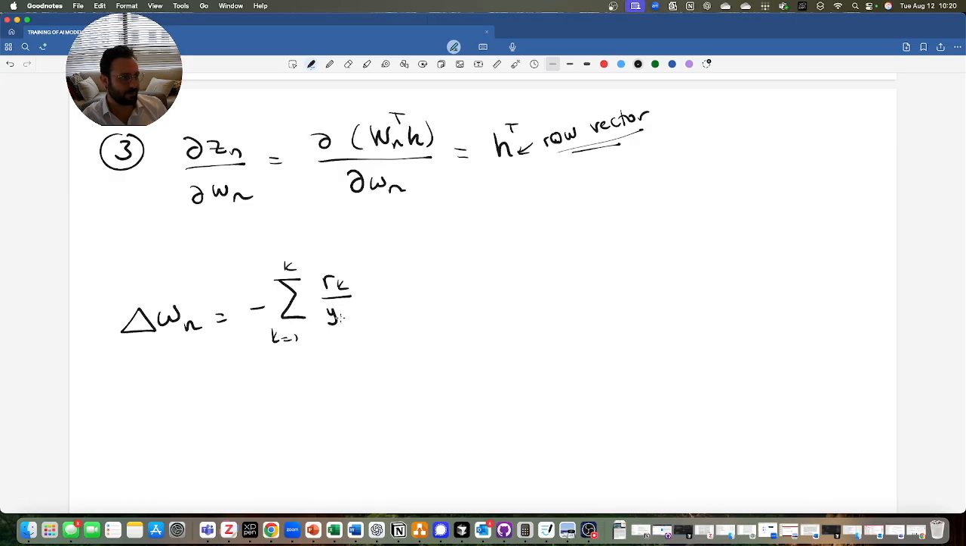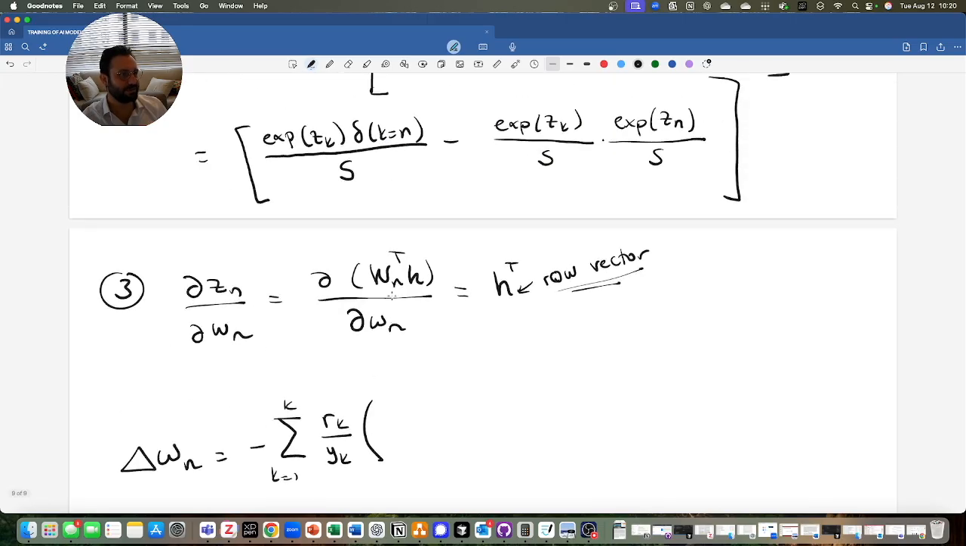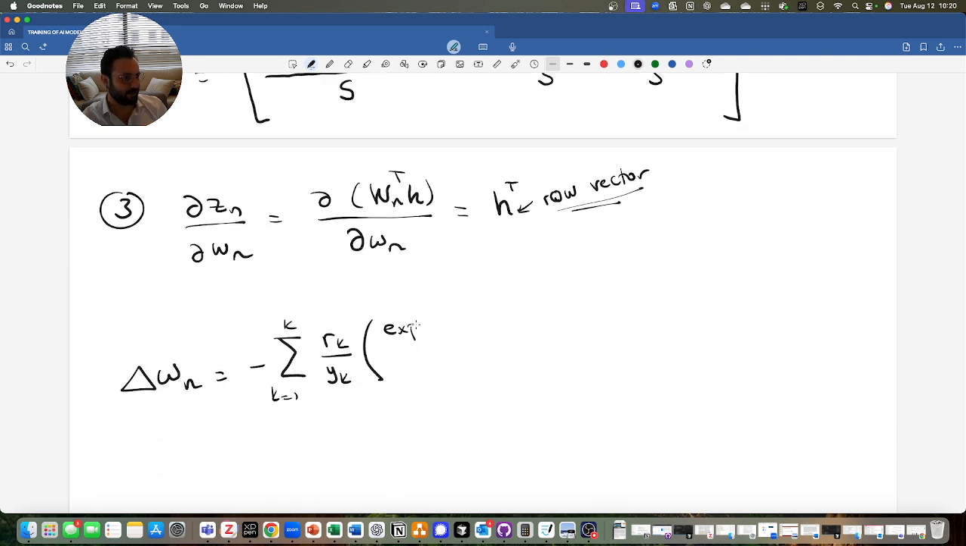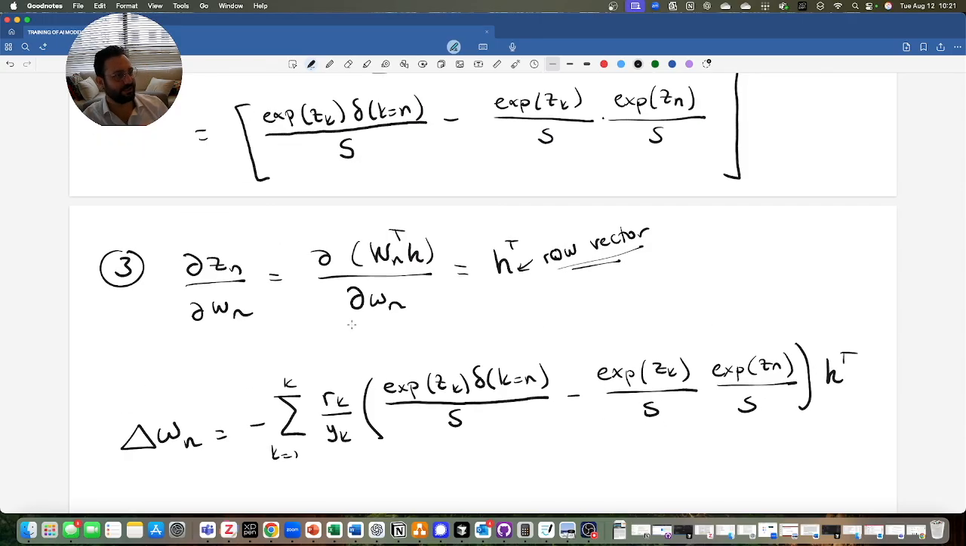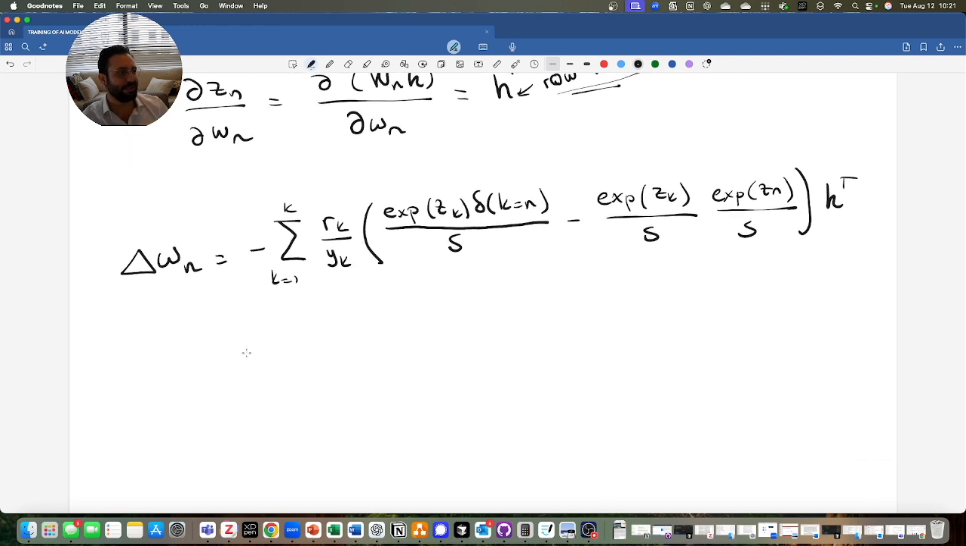Rk divided by yk, open parentheses, exponential zk delta k equals n divided by s minus exponential zk divided by s exponential zn divided by s, close parentheses, and h transpose here. All right, let's go ahead and play with it a little bit.